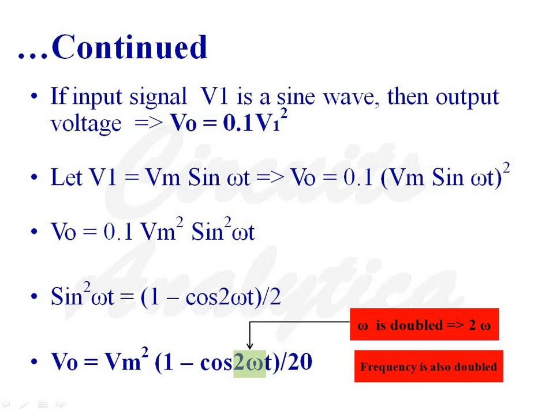Let V1 is equal to Vm sin omega t. V0 is equal to 0.1 into (Vm sin omega t) whole square. V0 is equal to 0.1 Vm square sin square omega t. Sin square omega t is equal to (1 minus cos 2 omega t) by 2. So V0 is equal to Vm square into (1 minus cos 2 omega t) the whole divided by 20. Omega is doubled. That means frequency of the signal is also doubled.